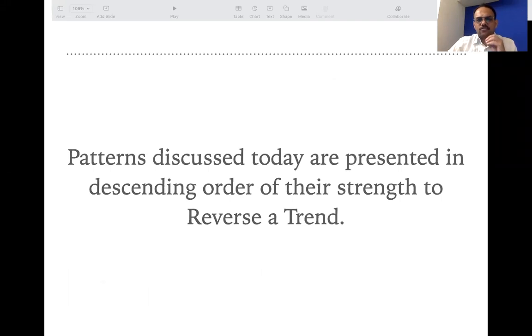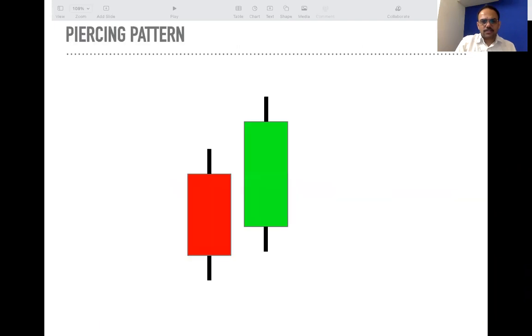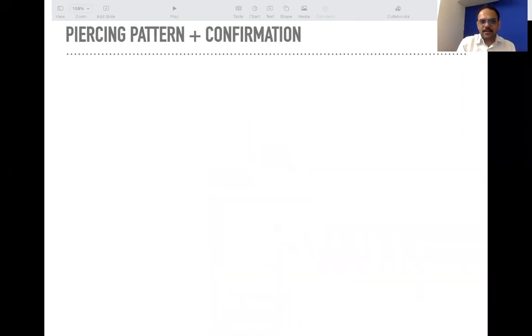Now, the patterns discussed today are presented in descending order of power to reverse a trend. That means this pattern, okay, this pattern is most powerful. If you see something like the 2 days formation, first a normal candle going down, and second candle like this, this is very, very powerful. The possibility of share price going up is very high when you see this pattern. So this is the most powerful pattern, then followed by this pattern, and so on.